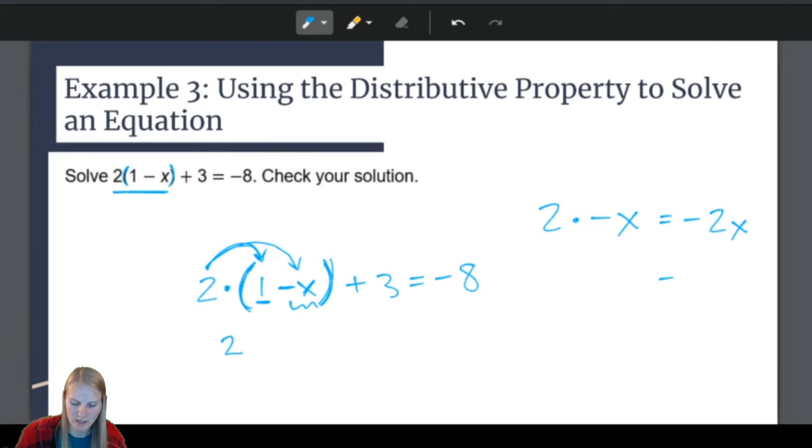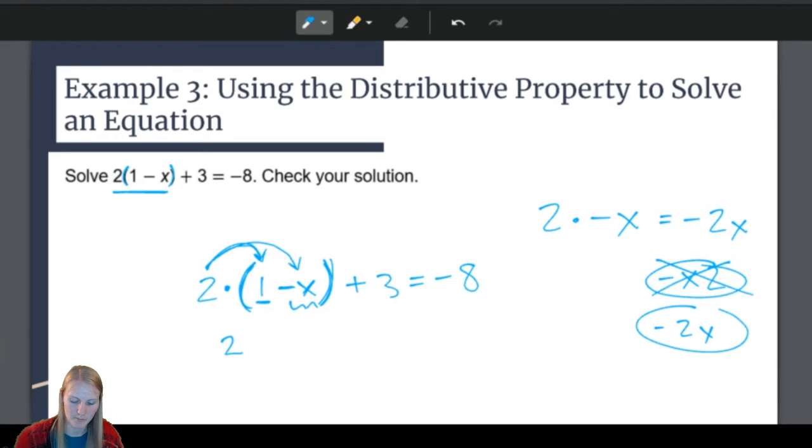Now, you could write negative x2, but we don't really write it that way. We always put the number in front of the variable because it makes it easier to see what the coefficient of the variable is. So don't write this. Write the number first and then the variable. So 2 times negative x is negative 2x. And then everything else in our equation is just going to come down. Plus 3 equals negative 8.